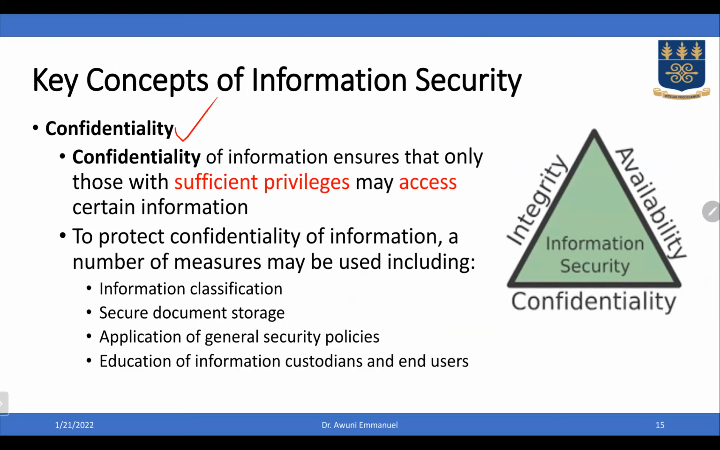Confidentiality ensures that only those with sufficient privileges may access certain information. To protect the confidentiality of information, a number of measures may be used, including information classification, secure document storage, application of general security policies, and education of information custodians and end users. I think in one of the lectures, the second or third lecture, we shall have more explanation in regards to confidentiality. But for now, it is just to ensure that only those with privileges may access certain information.